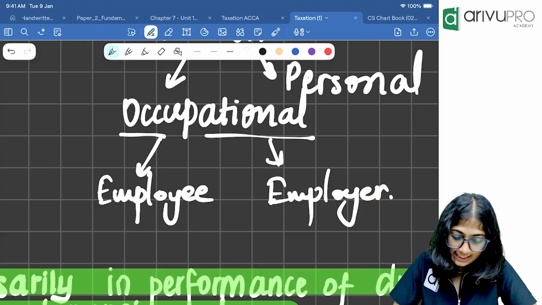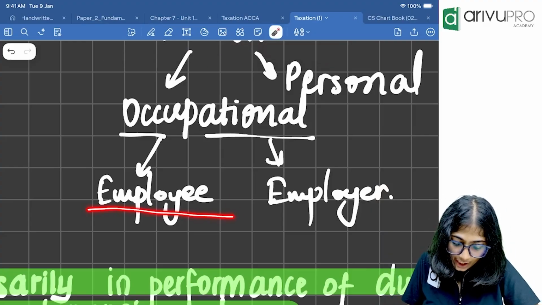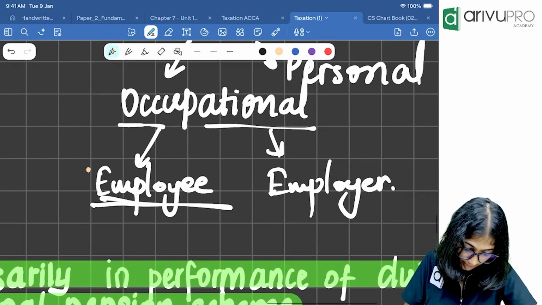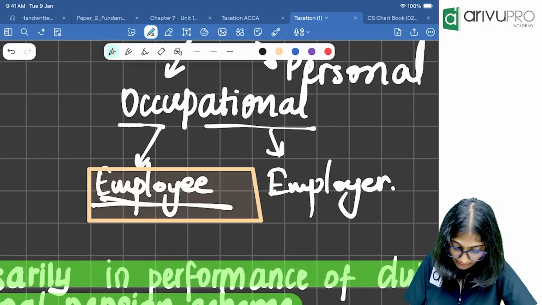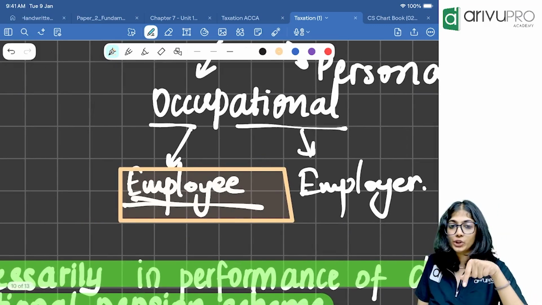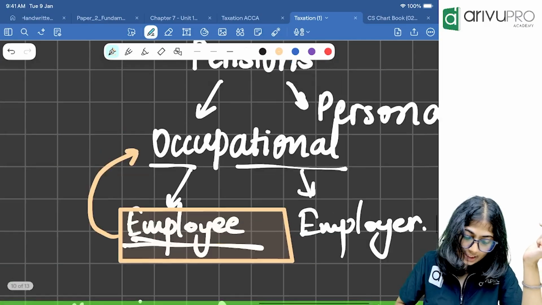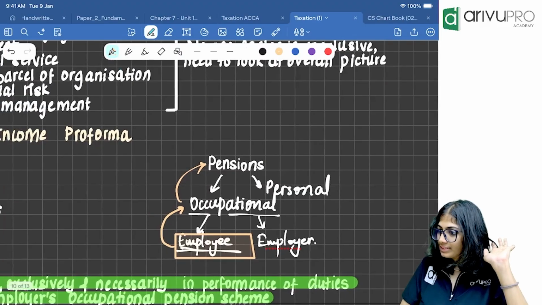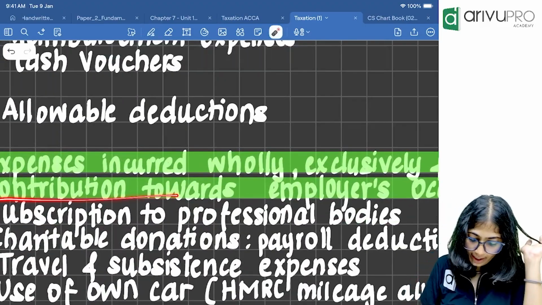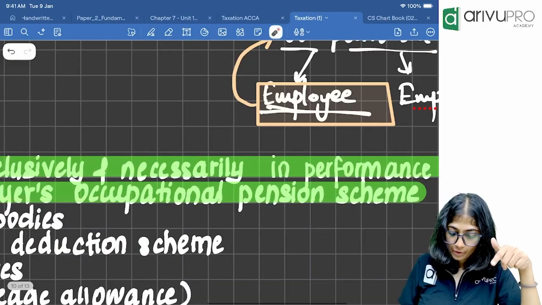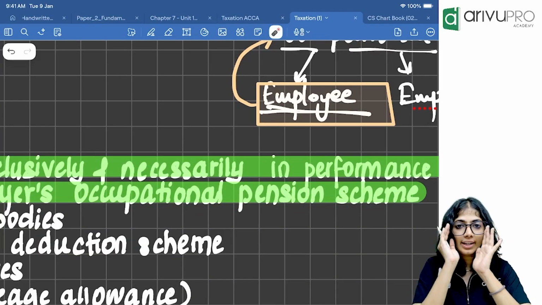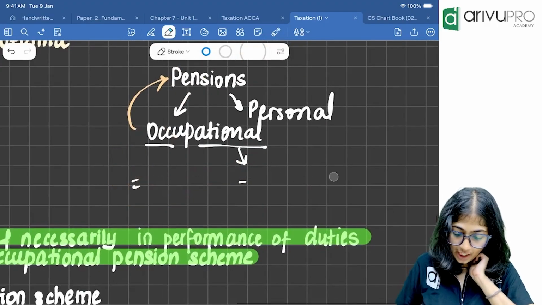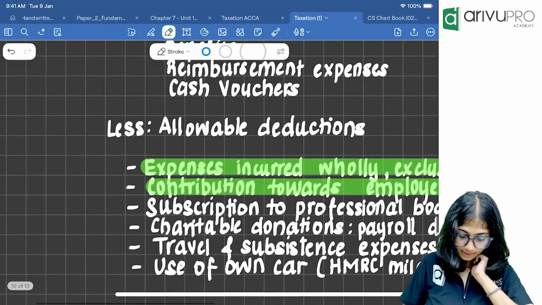Now they are saying that any contribution you make as an employee towards your occupational pension scheme is allowable. That is what this means. Any contribution made towards your employer's occupational pension scheme is an allowable deduction. That's it. This is one of the things that is allowable by the statute. Let's look at the next one.